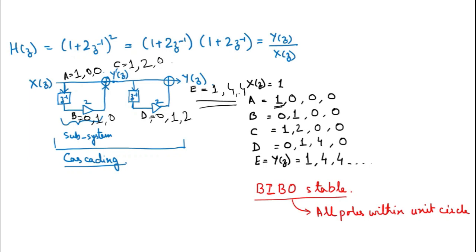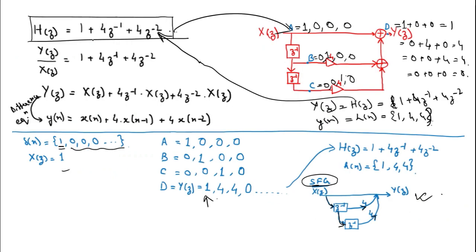So irrespective of the equation, we can design in any manner, but we get the same answer. This is called the cascading of the system, where you have two subsystems whose outputs are multiplied. The equation is the same: 1 plus 4z inverse plus 4z to the power minus 2.